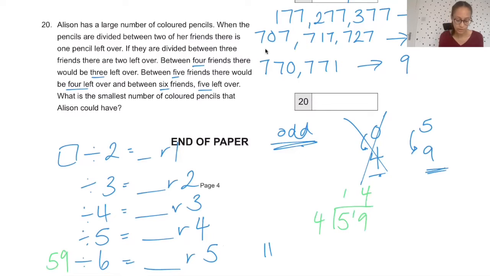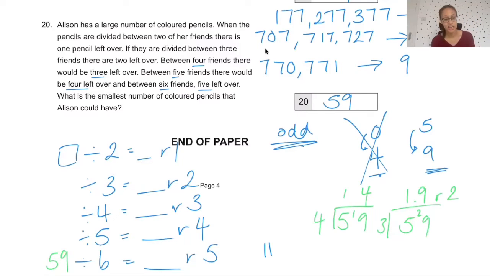Divide by 3. 59 divide by 3 is 19, remainder 2. Okay, so the dividing by 3 works, remainder 2, and we already know it divides by 2 with a remainder of 1 because it's an odd number. So there you go, 59 is our answer for that one. That one is hard, like I said.